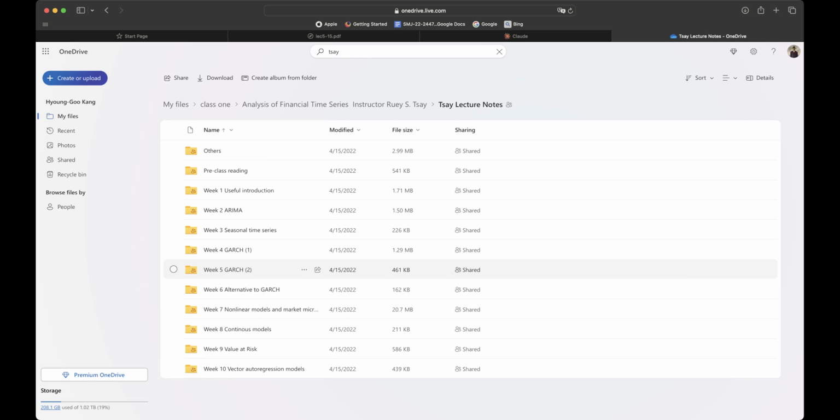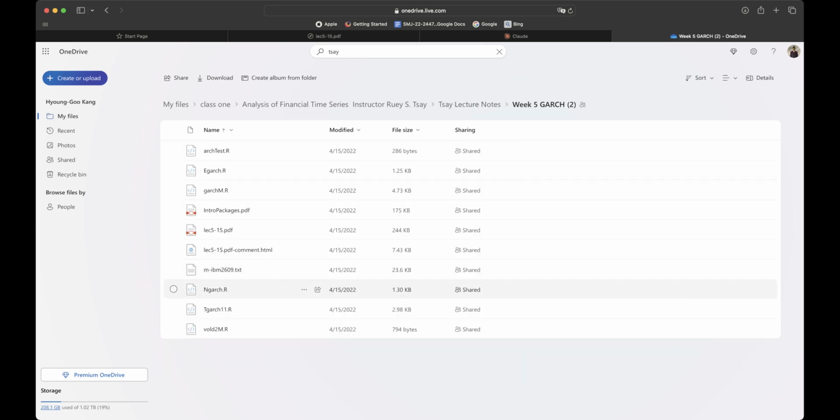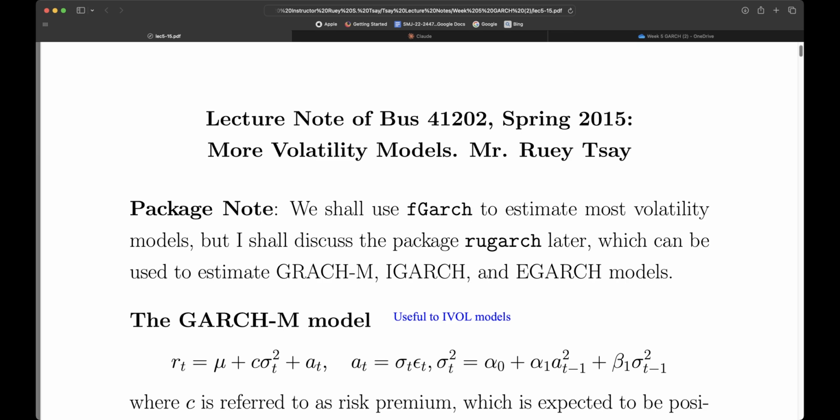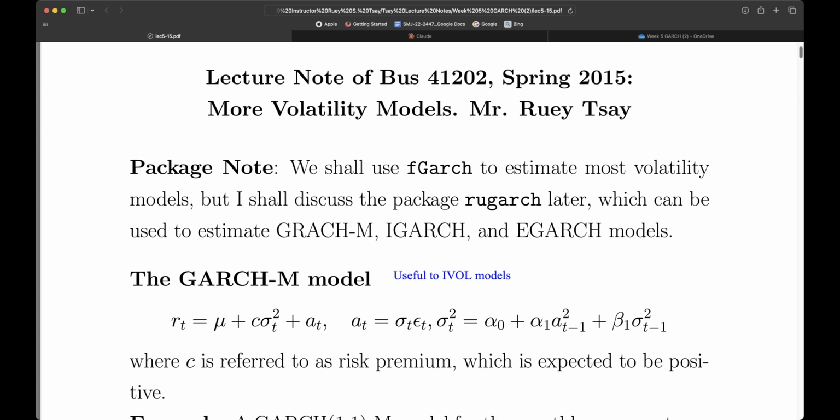Next, let's study week 5, the GARCH model, in this PDF file. Okay, so there are more volatility models in the textbook. Again, in R we shall use fGARCH as the main volatility model package, but I shall discuss the rugarch package later, which can be used for the mGARCH, iGARCH, and eGARCH models. Then let's discuss these variants of the GARCH model.